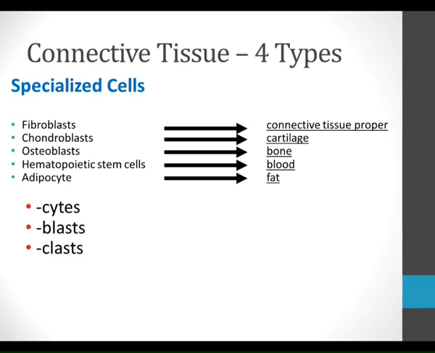Anything with a cyte is just a mature cell, a mature cell maintaining the tissue. A blast is a forming or building cell, building a tissue, you could say. And the clast is a destroying or resorbing cell.